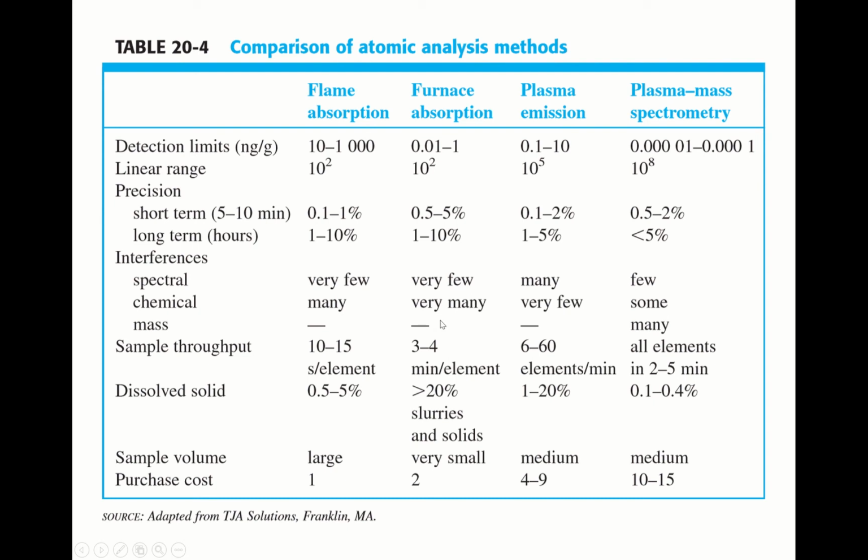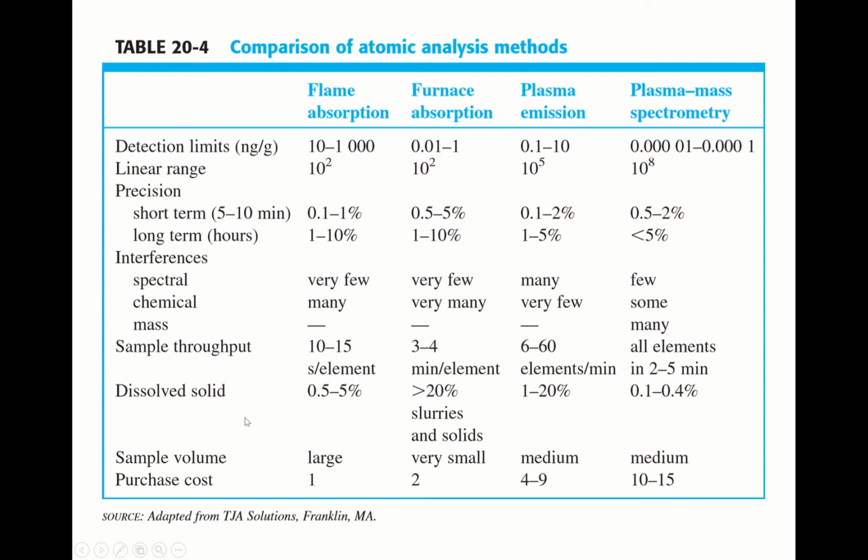And in this case also, plasma mass spectrometry is best. And sample throughput, which one is best? Plasma mass spectrometry is the best one. Then plasma emission, and then flame absorption, then furnace absorption.